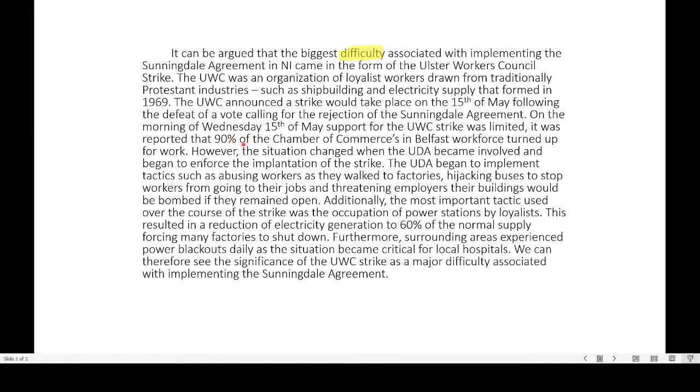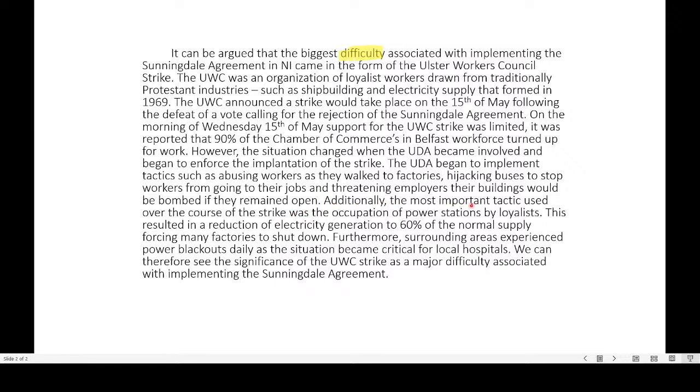On the morning of Wednesday, 15th of May, support for the UWC strike was limited. It was reported that 90% of the Chamber of Commerce in Belfast workforce turned up for work. However, the situation changed when the UDA, a loyalist organisation, became involved and began to enforce the implementation of the strike. The UDA began to implement tactics such as abusing workers as they walked to factories, hijacking buses to stop workers from going to their jobs, and threatening employers that their buildings would be bombed if they remained open.